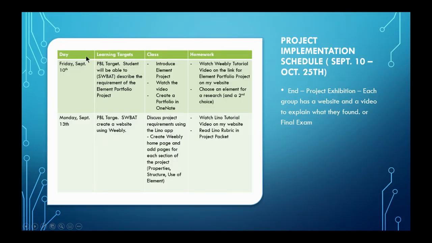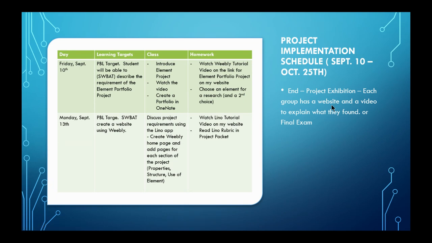With the rubric that expands over 5, 6, 7 weeks, you start off with the first day, the target: students will be able to describe the requirements of the element portfolio. We introduce the project, and they watch a video. For homework, when they go home, they watch a Weebly tutorial on how to make their own website. The next day, they start creating the website, and in the website, they add different sections like properties, structures, and use of the element. They watch more videos on how to do things. By the end of the project, they're going to have an exhibition to show what they've done with their website and their video.